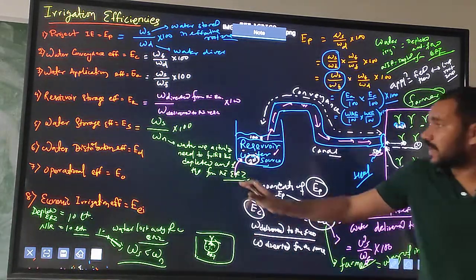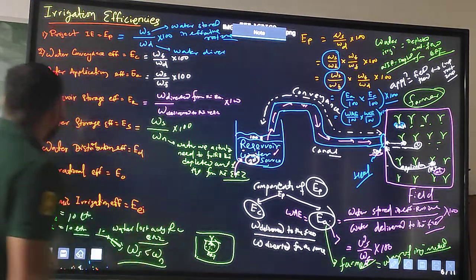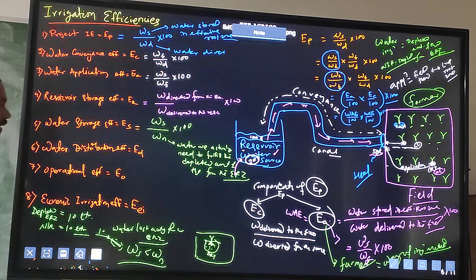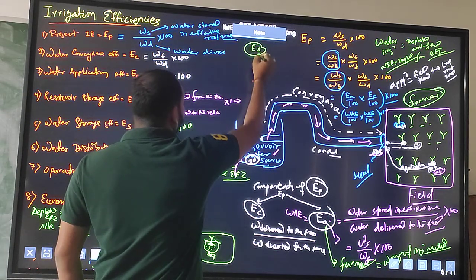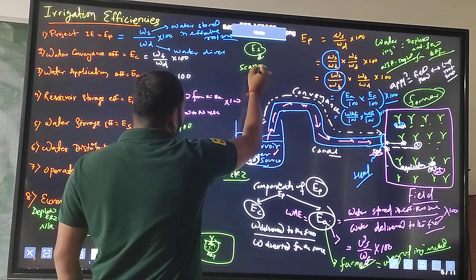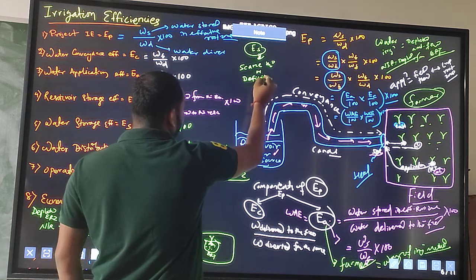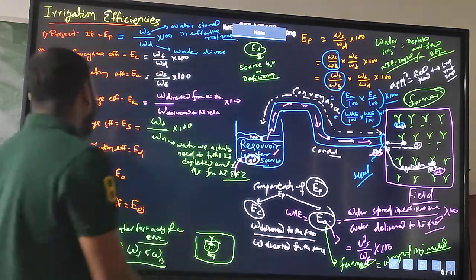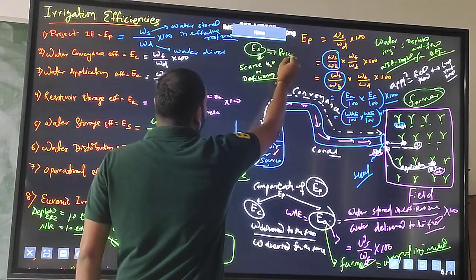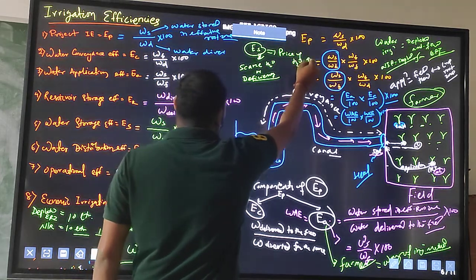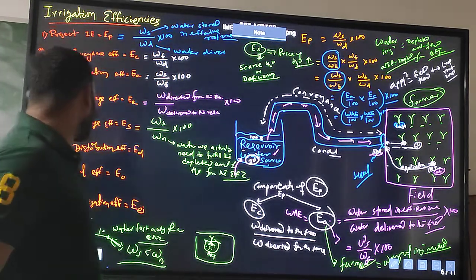Now why will I calculate water storage efficiency? Because in which condition is the water storage efficiency more important? The water storage efficiency is more important if I have scarcity of water, or deficiency. If water deficiency is there, then I will go for the water storage efficiency. Or we can say, if the price of water is high, then we will see the importance of the water storage efficiency.